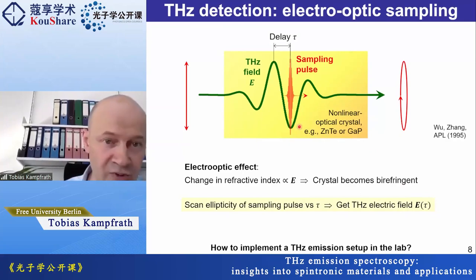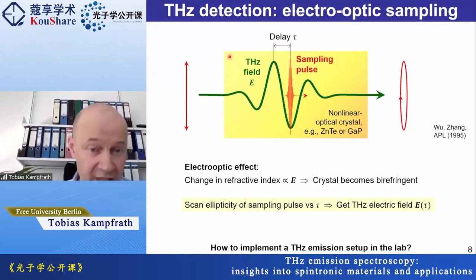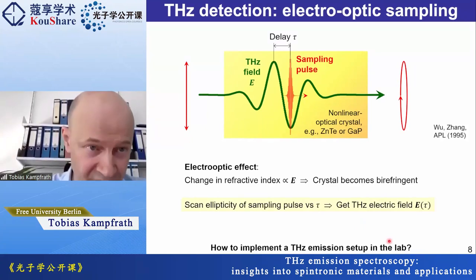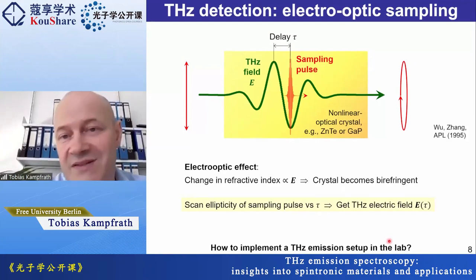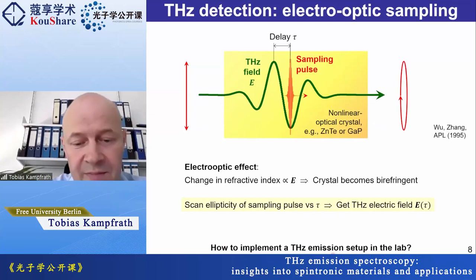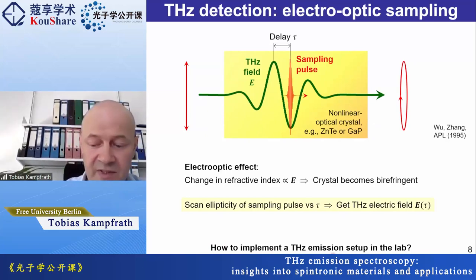And all we need to do now is just change the delay between the sampling pulse and the terahertz pulse. And in this way, we can step by step measure the electric field of the terahertz pulse. And that's a really great technique because it allows us to get full access to the characteristics of the terahertz pulse. So not only the intensity or the like, we really can measure actually the electric field of our terahertz trace. And the question is now, how can one implement such a terahertz emission setup in the lab?